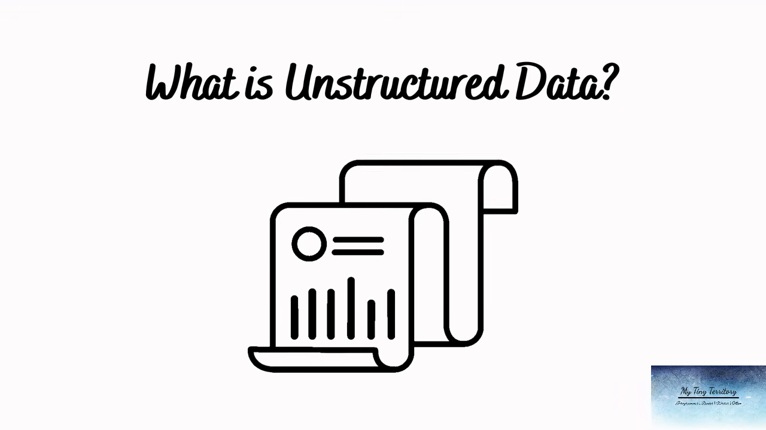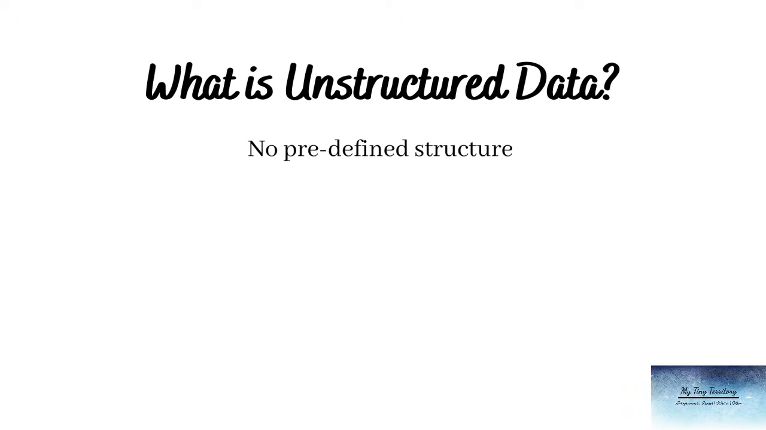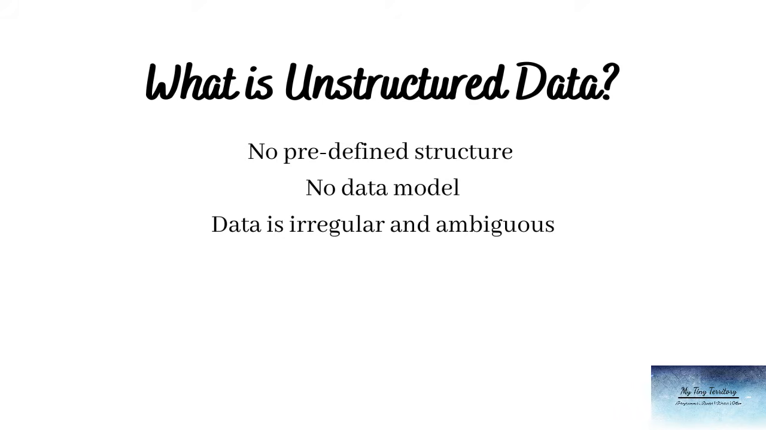Now let's move ahead to the unstructured data. This is one of the most important kinds of data. As the name suggests, unstructured data has no predefined structure or it is not available in any form of predefined data model. That is why unstructured data is irregular and ambiguous. Irregular because it does not have a predefined format or structure, and ambiguous because it is uncertain in nature. That means it can be anything from text to numbers to images to videos to audios to anything. That is why it is said to be irregular and ambiguous.